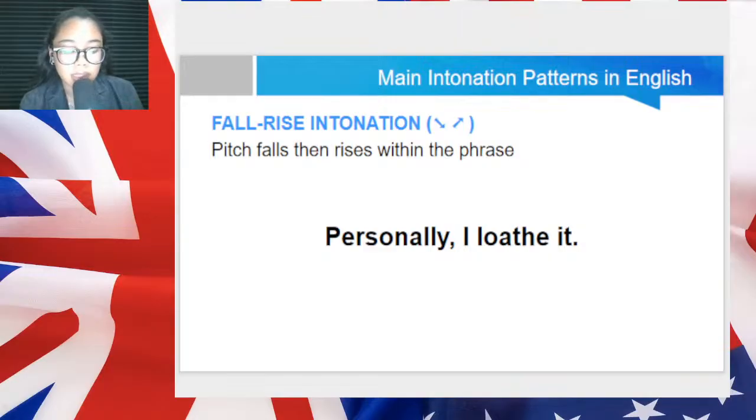Okay, let's have the sentence. "Personally, I loathe it." Again, "Personally, I loathe it." Now, in this sentence, the fall-rise intonation would typically occur on the word "personally," or on the most emphasized part of the phrase, which carries the primary nuance. As the speaker utters "personally," their voice would first drop in pitch, signifying a preliminary statement or thought, but then immediately would rise again. Okay, let's try to draw the symbols for it.